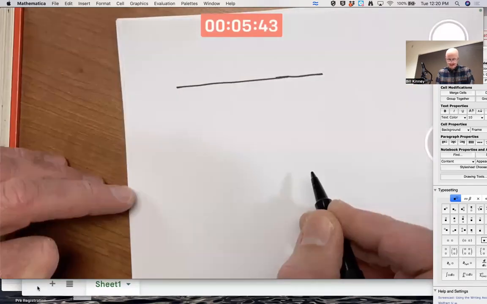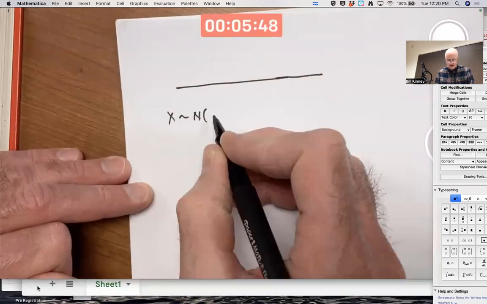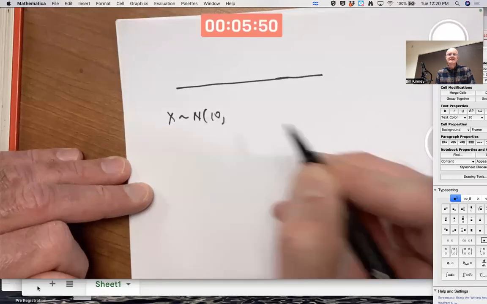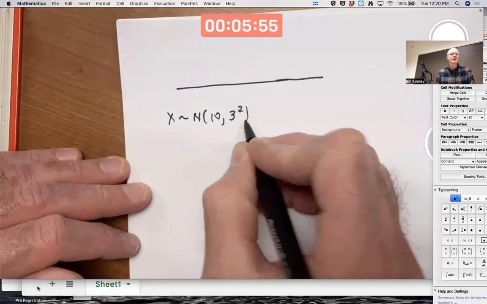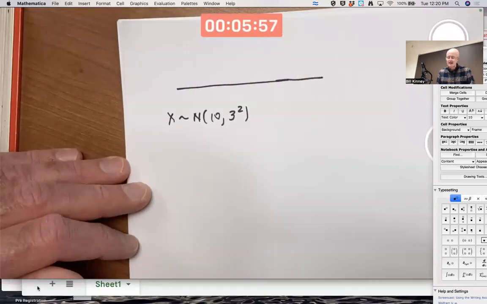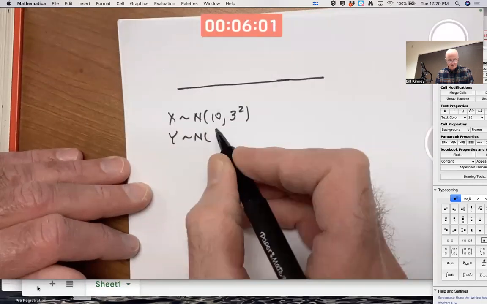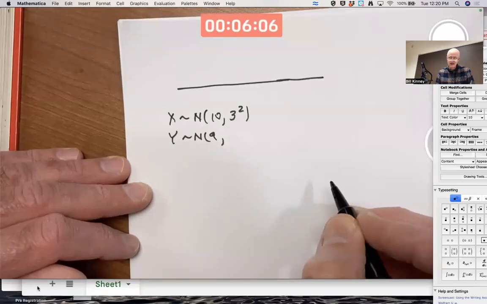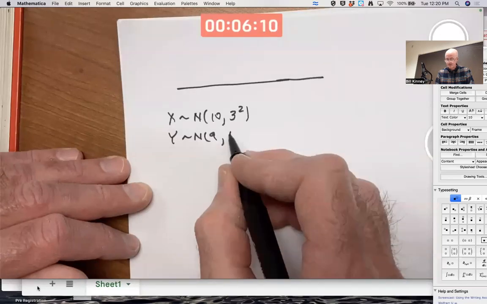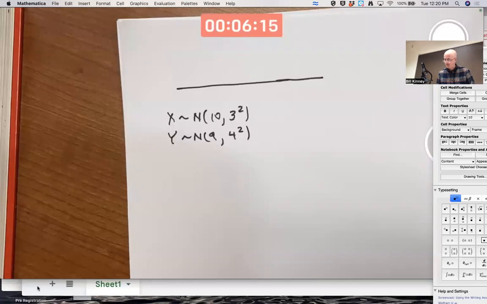So X is normally distributed with a mean of 10 seconds. Standard deviation of 3, so we would write the variance as 3 squared, which of course you could write as 9. And Y is normally distributed with a mean of 9 seconds. It's a little faster, that's programming language B on average. Standard deviation, however, is a little bit bigger, 4 instead of 3. Variance is 4 squared.